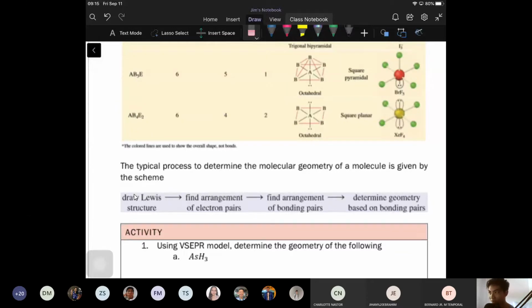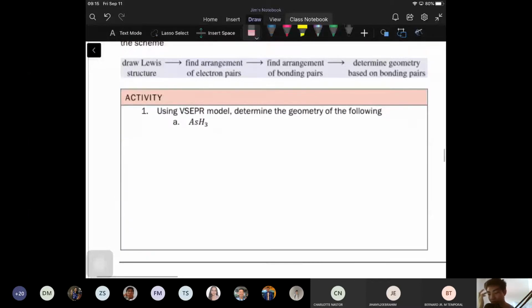Sige. Ayun, so yan, you draw the Lewis structure, then pagka-draw mo ng Lewis structure, you determine the A, B, and E codes natin, no? Yung E, that pertains to the lone pair sa central atom lang. So, A, B, and E, no? So, after determining the arrangement or the code, tingin kayo sa table, ano yung shape niya, then you will have the shape or the geometry, no? Okay, so let's try some examples.